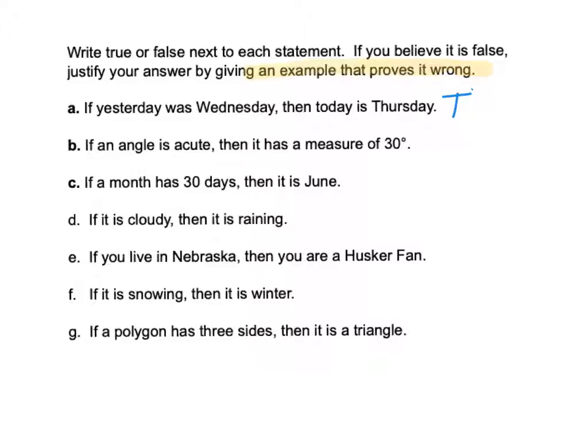If an angle is acute, so I'm telling you the angle is acute, then it has a measure of 30 degrees. Well, it could have a measure of 30 degrees, but if it's an acute angle, it could also have a measure of 20 degrees or 50 degrees or anywhere between 0 and 90, not including 0 and not including 90. So this one would be false. And all you'd have to do for a counterexample is just say, oh, well, it could be 25 degrees. That's acute, but it's not 30 degrees.